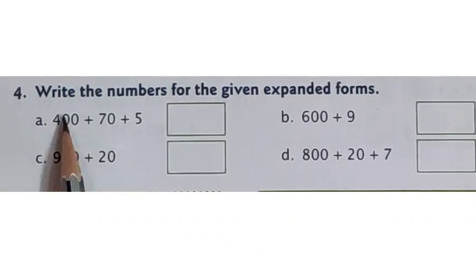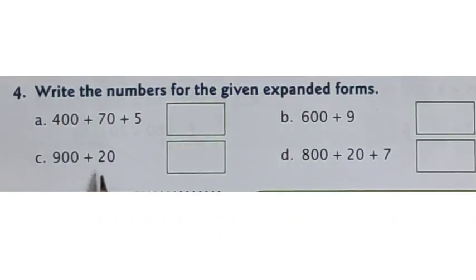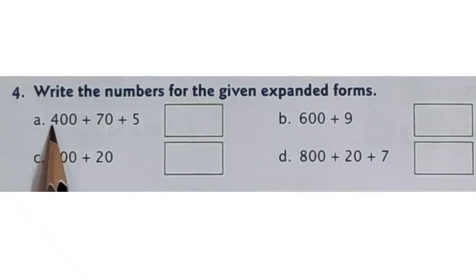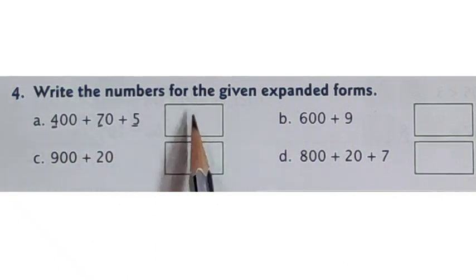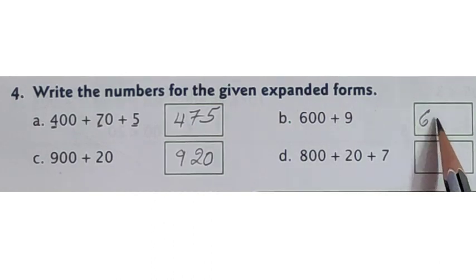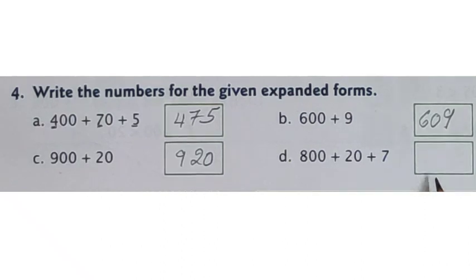Now let's move to the last question. Write the numbers for the given expanded forms. Here 400 plus 70 plus 5. So write down only the digits 4, 7 and 5. 475. So how you pronounce the same thing you have to write down. 920. Next is 609. And the last one is 820 plus 7. 827.